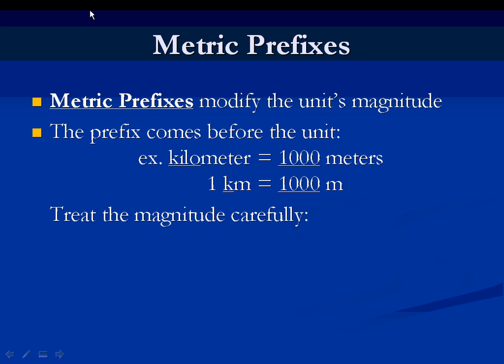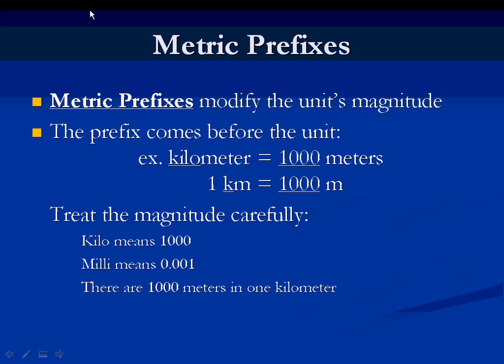It's actually not true. You've got to treat this a little carefully, because a kilo means 1,000, but a milli doesn't mean 1,000. It means 1,000th. So again, be careful with this stuff. That means there are 1,000 meters in 1 kilometer, but there are 1,000 millimeters in 1 meter.